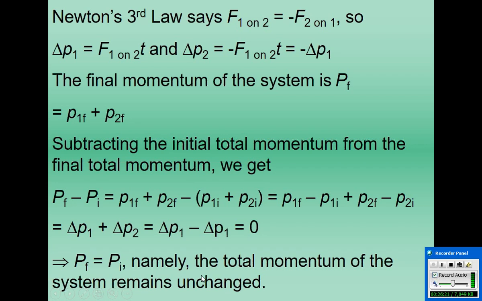This is assuming that there are no external forces acting on it. And that's why this applies to the universe. If we assume that there are no external forces acting on the universe, and we have no reason to think that there is at this point, the final momentum of the universe is equal to the initial momentum of the universe. So the total momentum of the universe is staying constant throughout its lifetime. Is that true? So far, the answer is yes.